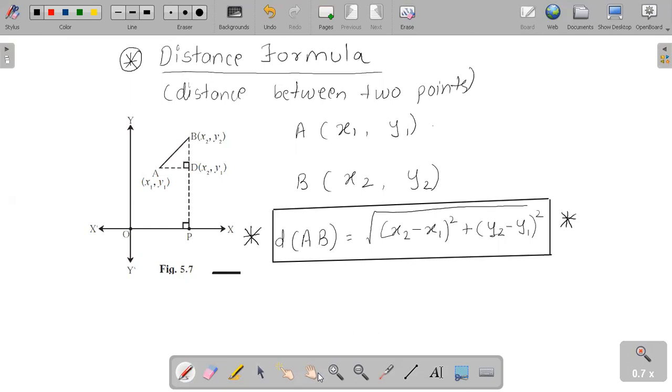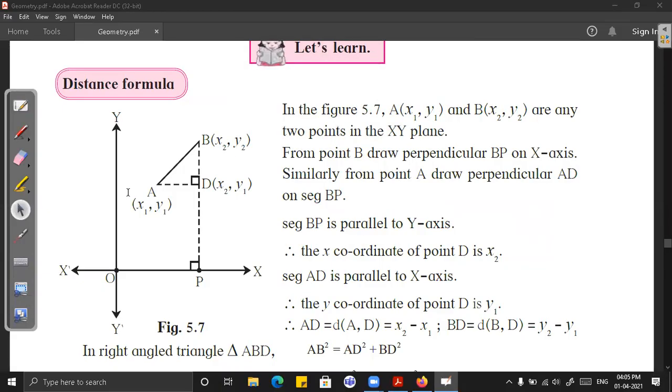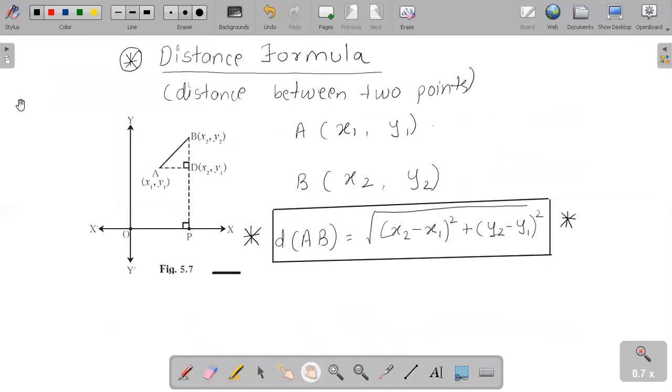Okay, can I do one example sum now? Just a minute. Yeah. It's done.